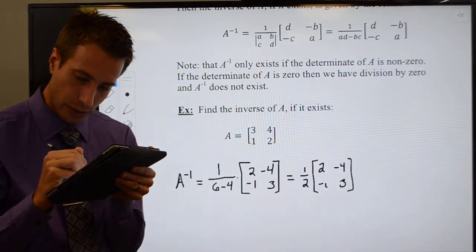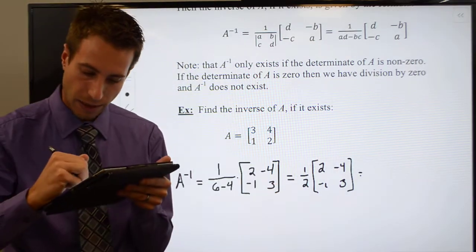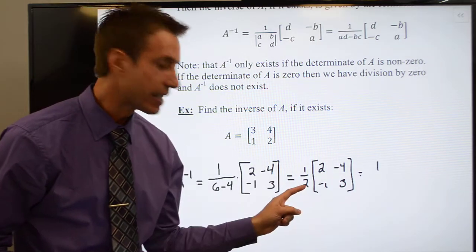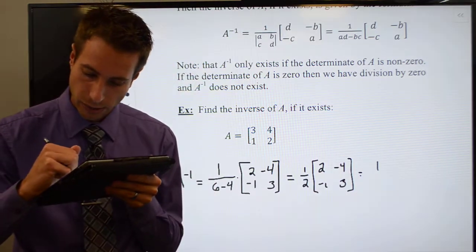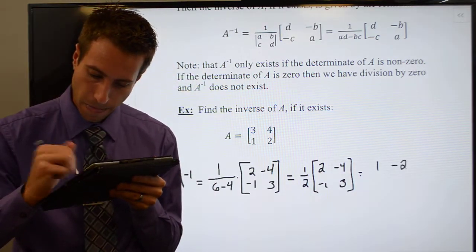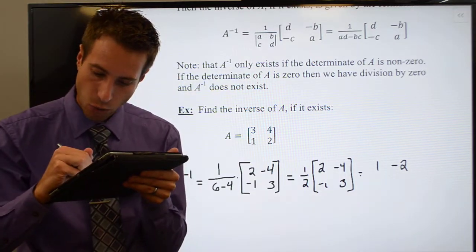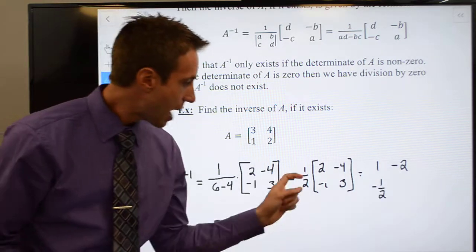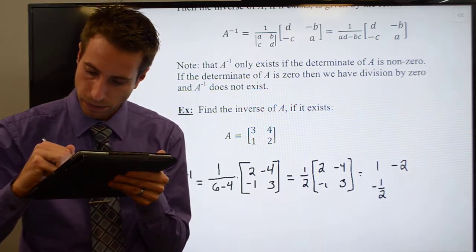Let's go ahead and do that math. 1/2 times 2, the 2's cancel, I'm left with a 1. 1/2 times a negative 4, the 4 is divided by the 2, which leaves you with a 2, but I also have the minus sign there, so that's going to be a minus 2. 1/2 times a negative 1 would be a negative 1/2. And 1/2 times a 3 would be a positive 3/2.